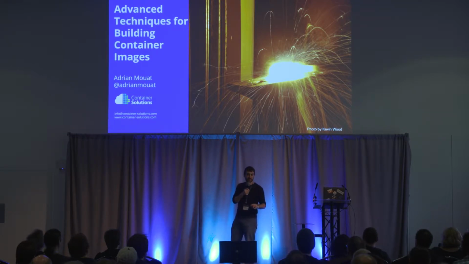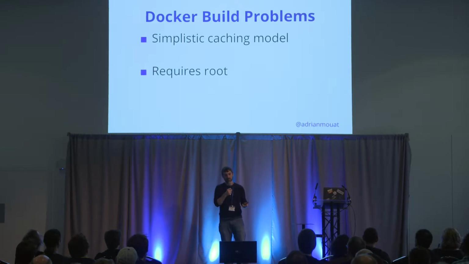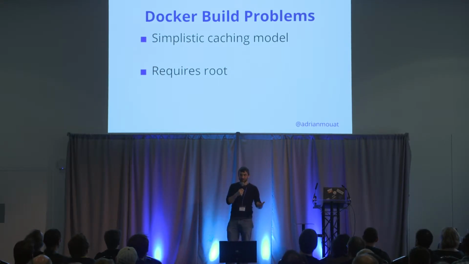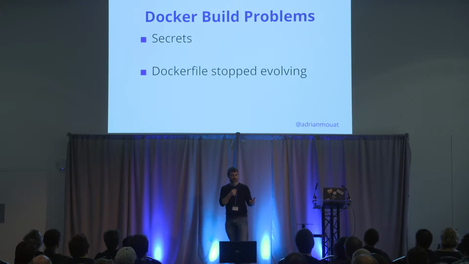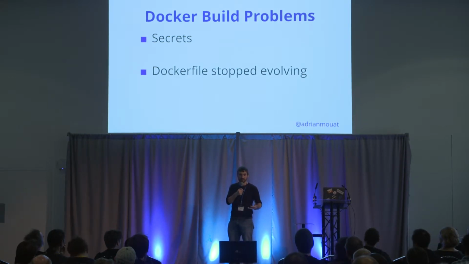There have been traditionally some problems with Docker builds. There was quite a simplistic caching model, which could be slower than necessary, and also requires root to build images, which is really annoying if you want to do a build on a server, for example. Other than that, there's also problems with secrets. So if you want to get like an SSH key or something to use during a Docker build, it was far too easy for that to end up in the actual final image, which is a big problem.